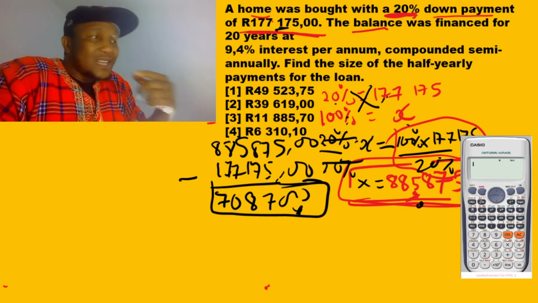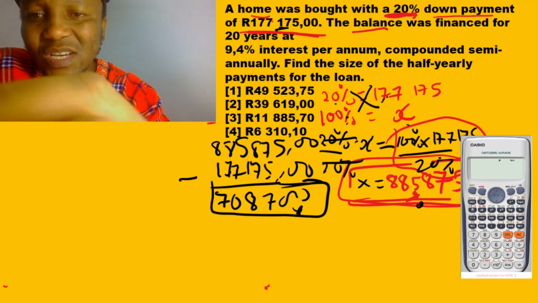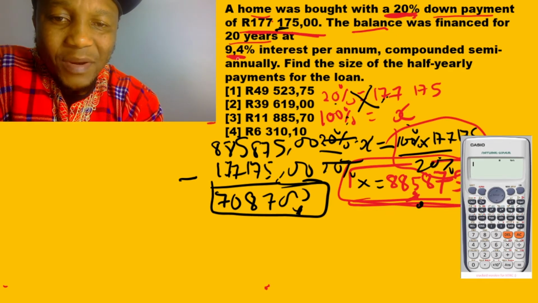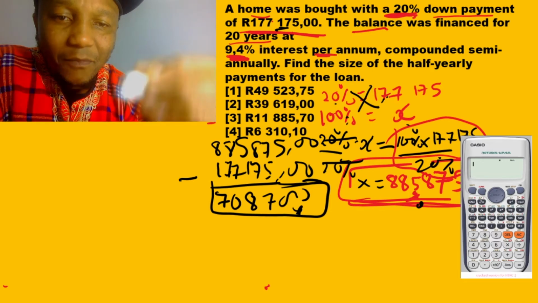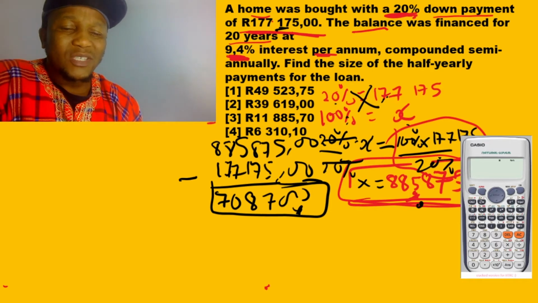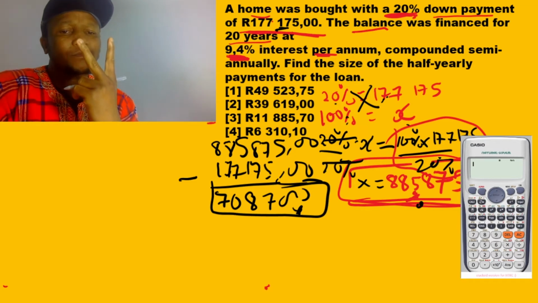So we want to know how that interest is going to work. They mention here that in 20 years, the interest is going to be 9.4% per annum, compounded semi-annually. What is semi-annual? Semi means 2.